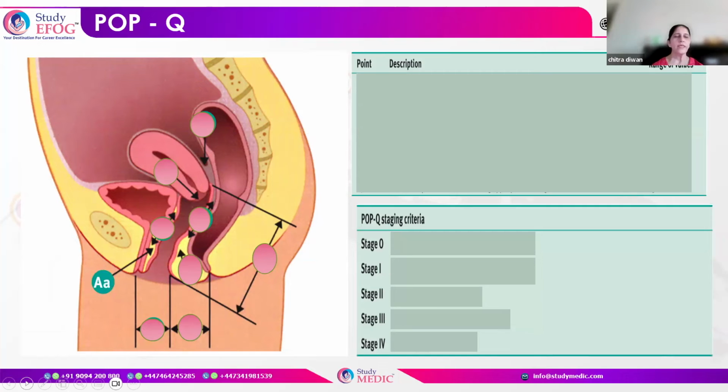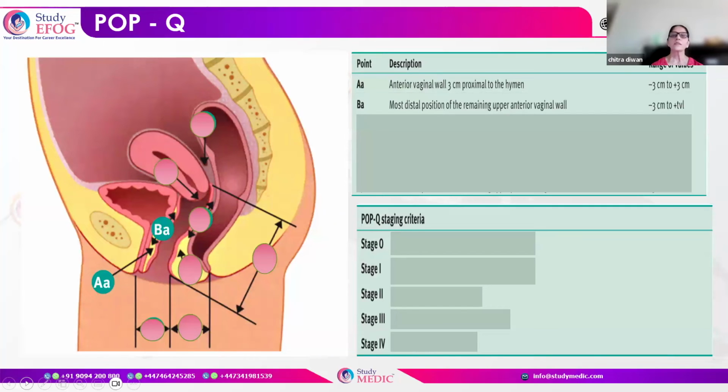First, we will see point Aa. What is this point Aa? This is on the anterior vaginal wall, 3 centimeters proximal to the hymen. It can be -3 to +3. Then you have point Ba. This is the most distal position of the remaining upper anterior vaginal wall. This can also be -3 to plus total vaginal length. Then you have point C. So point C is the most distal edge of the cervix or vaginal cuff if the woman has undergone hysterectomy.